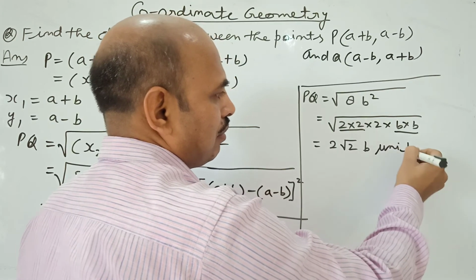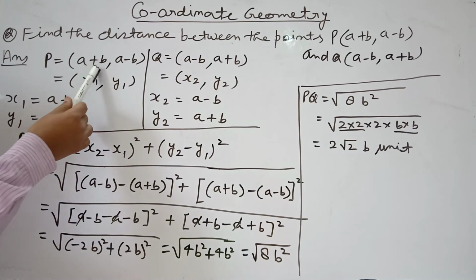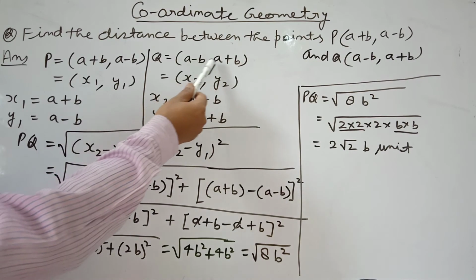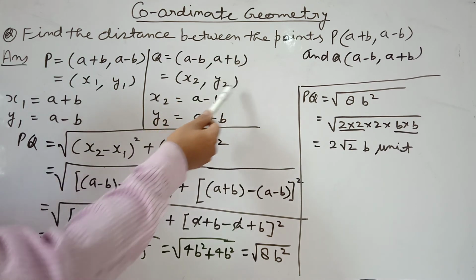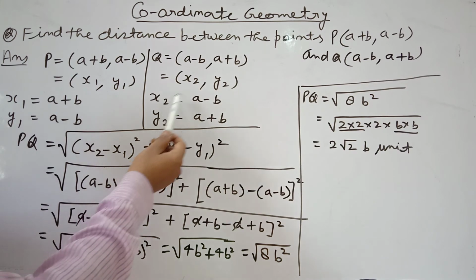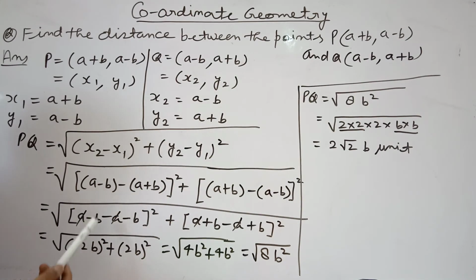Let us understand again. Compare (a plus b, a minus b) with x1, y1, and (a minus b, a plus b) with x2, y2. So x1 is a plus b, y1 is a minus b, x2 is a minus b, y2 is a plus b. Put the values in the distance formula. a minus b minus (a plus b), so a will cancel, minus b and minus b is minus 2b.